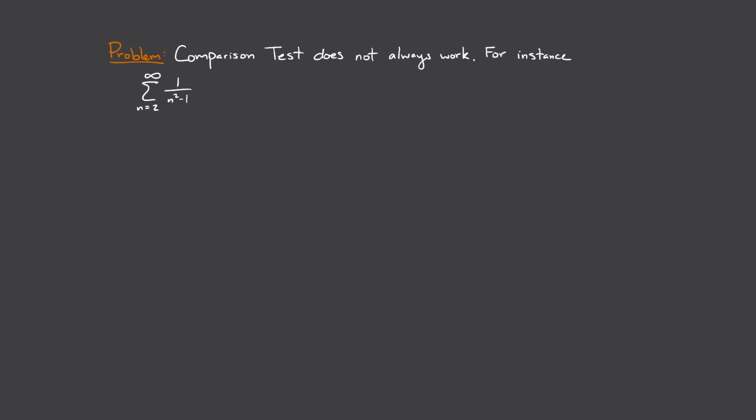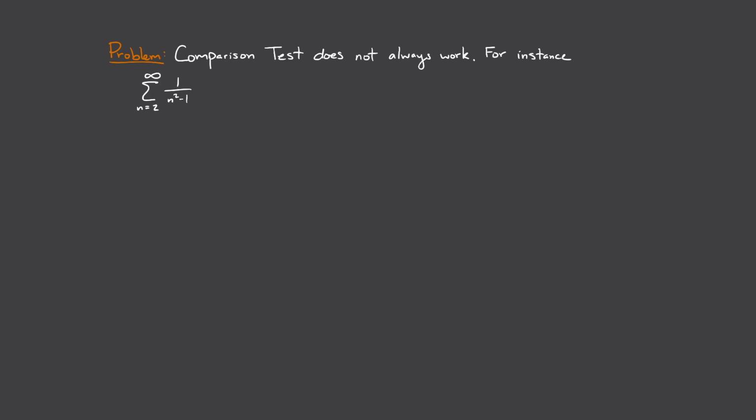To explain why the limit comparison test is useful, I'd first like to talk about a problem with the regular comparison test. That problem is that the comparison test simply just doesn't always work. For instance, consider the series sum from n equals 2 to infinity of 1 over n squared minus 1. Let's try to tell whether the series converges or diverges using the comparison test.